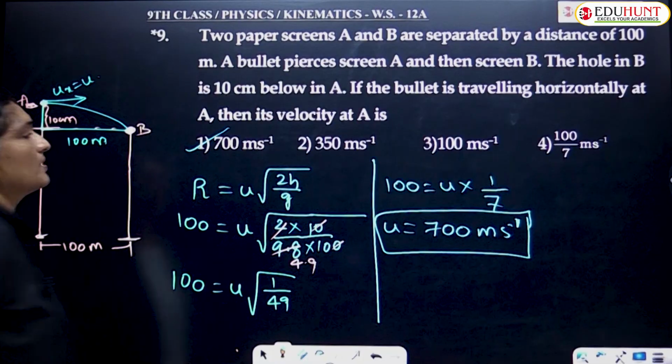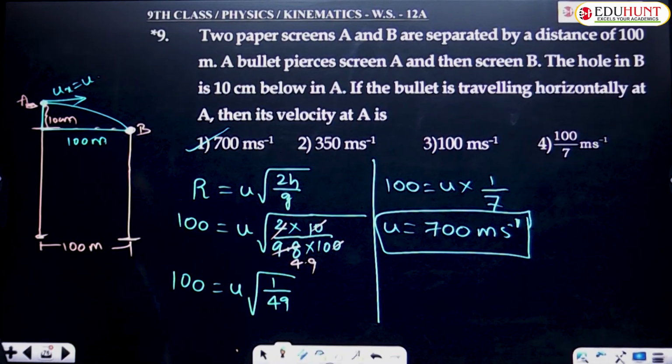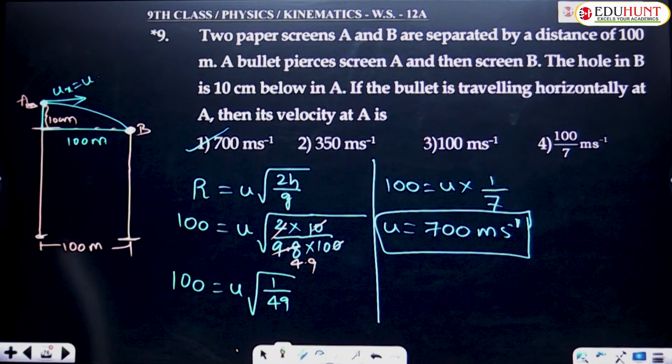So the first option must be true. 700 meter per second. Okay.